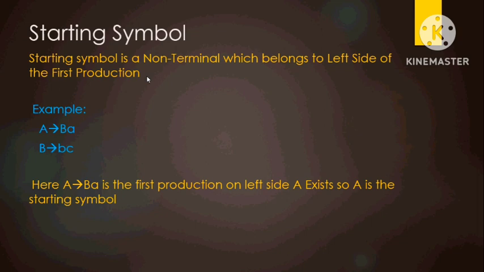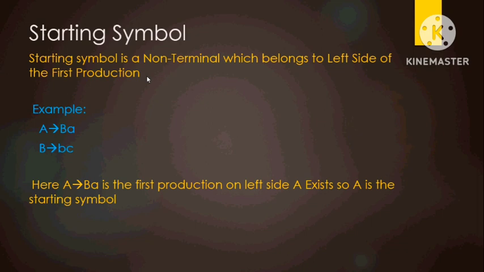For instance, in this case, I have two productions: A tends to BA and B tends to BC. What is the first production? A tends to BA is the first production. Take the first production and go to its left side. On the left side of the production, you can see A. So A is the starting symbol in this case.